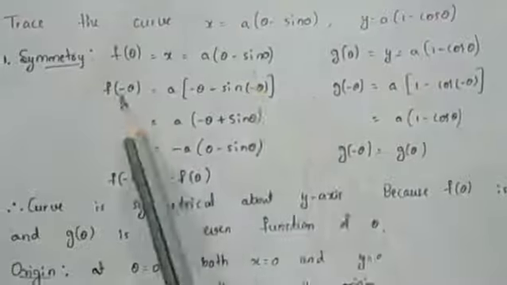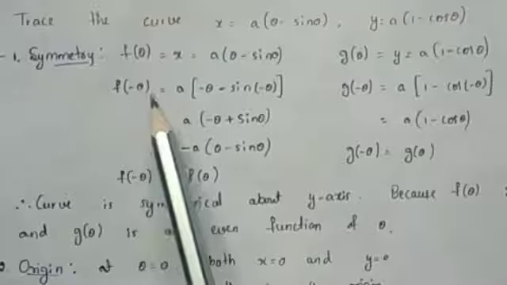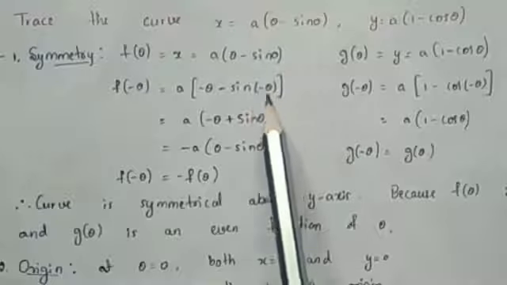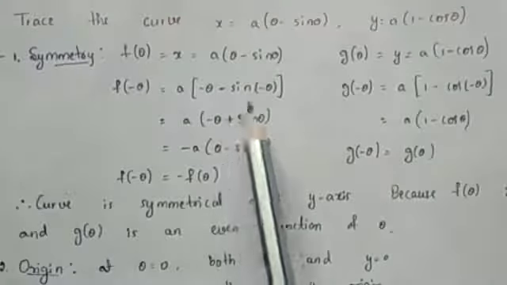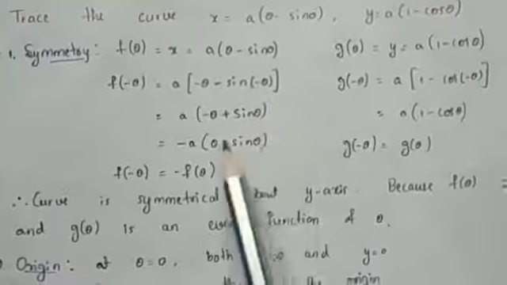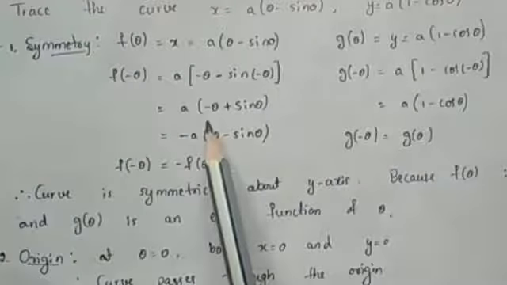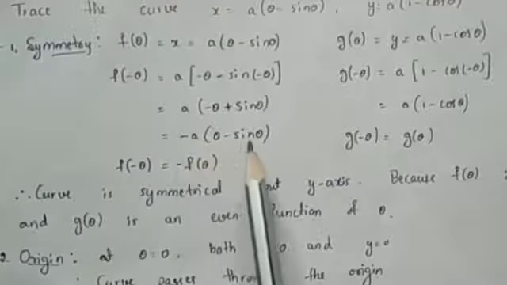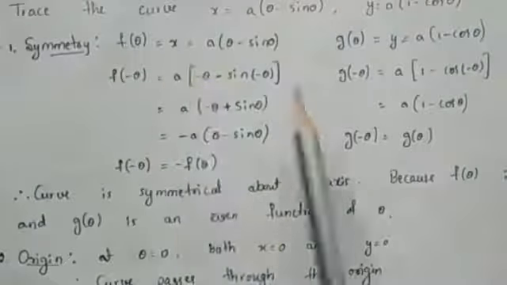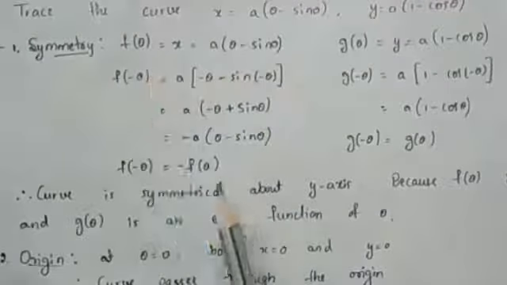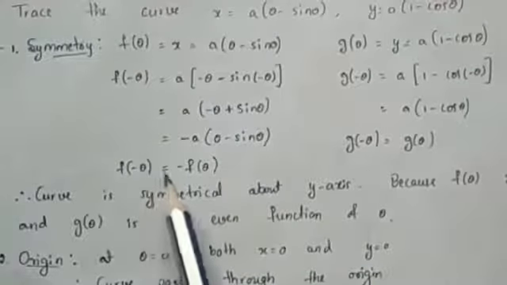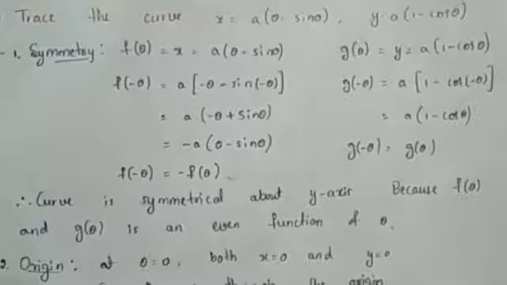You replace theta by minus theta. F of minus theta is equal to a into minus theta minus sin of minus theta. Sin of minus theta is minus sin theta, so you get plus sin theta. Taking minus as common, you get minus a into theta minus sin theta, and a into theta minus sin theta is f of theta. You get minus f of theta. Replacing theta by minus theta, you get an odd function of theta.